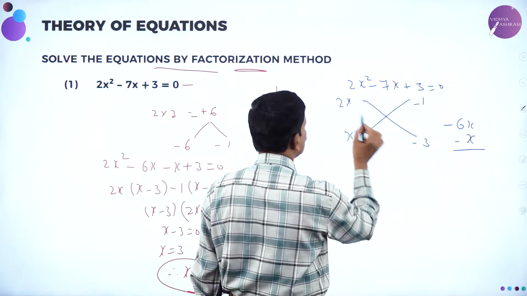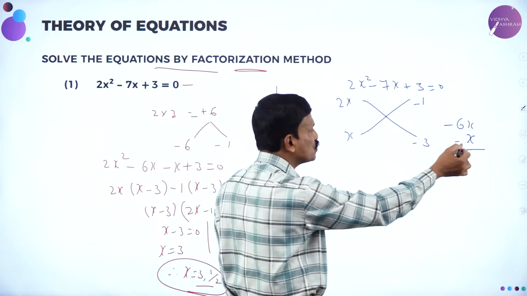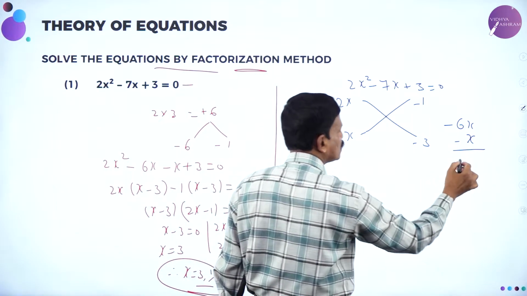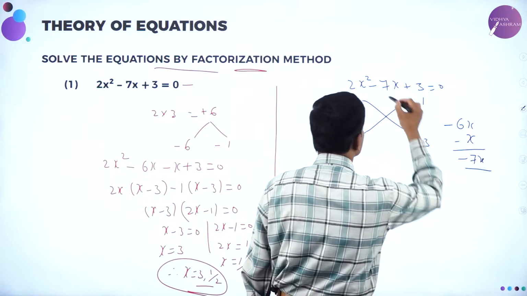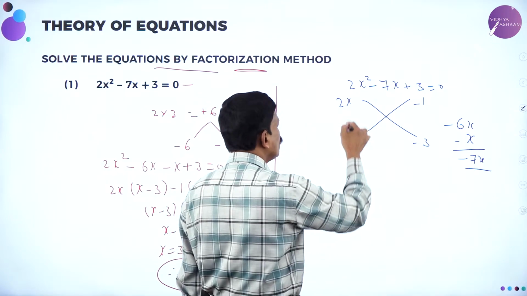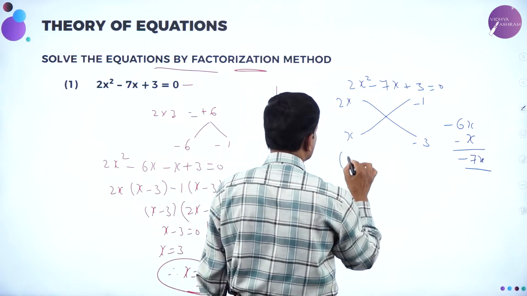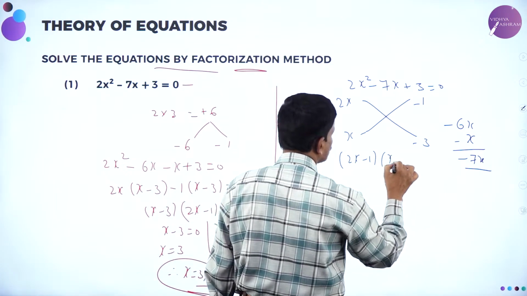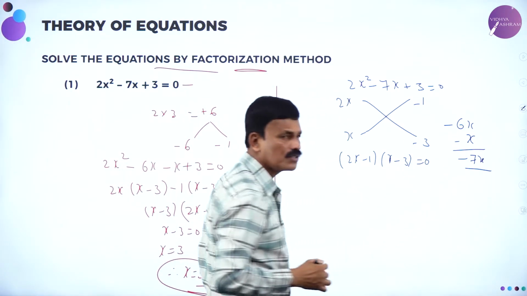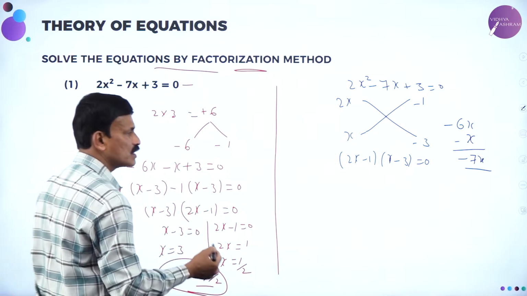So see, minus 3 into 2 is minus 6x, minus 1 into x is minus x. If you add these two terms, minus 6x minus x, you will get minus 7x, the middle term. If you multiply minus 1 into minus 3, you will get the last term. If you multiply these two, you will get the first term. So therefore straight away you can write 2x minus 1 into x minus 3 is equal to 0. These are the factors.